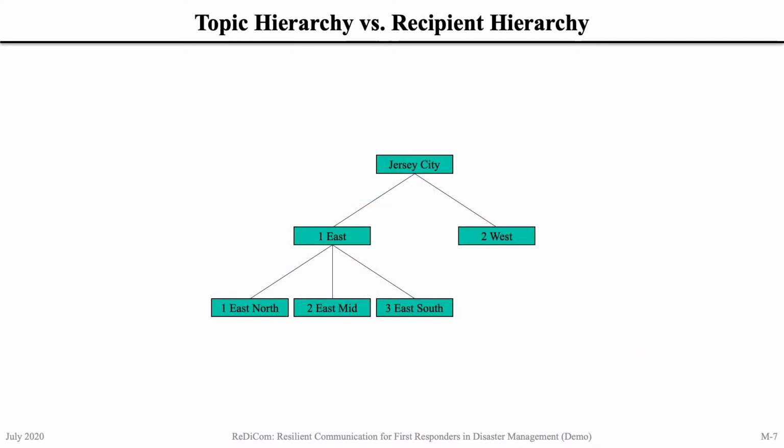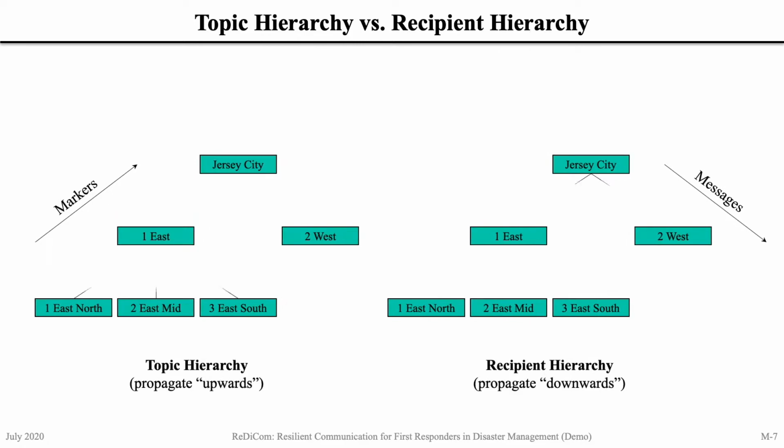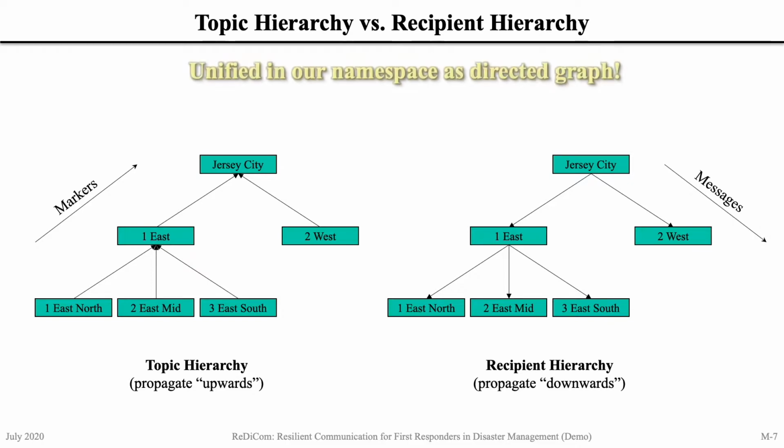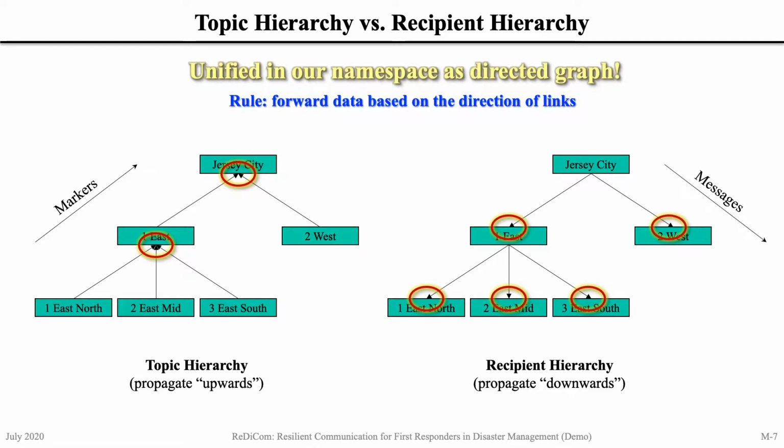Here, we have two different propagation requirements on the same name hierarchy. The marker information should be propagated to the parent and ancestor areas, where the messages should be propagated to the children and descendant areas. In our application, we create two sets of names with opposite directions among names. The application would send marker information on the topic hierarchy names and the messages on the recipient hierarchy names. Since we use a namespace based on directed graph, we unify the requirements into one single rule: forward data based on the direction of links.